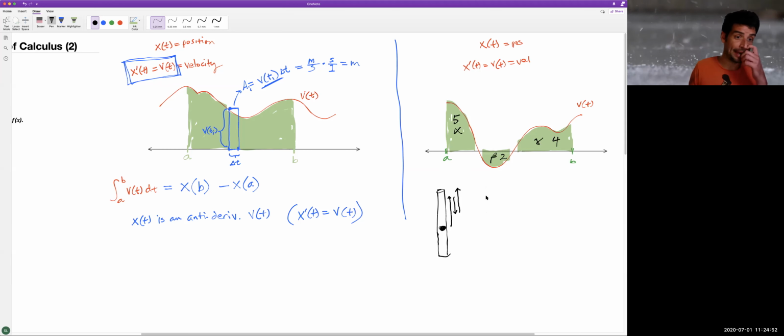right? It doesn't matter if it's backwards or forward. I'm just saying, how much has this thing moved? And I'm counting in both directions. On the other hand, the total displacement is just between where it started and where it finished, right?